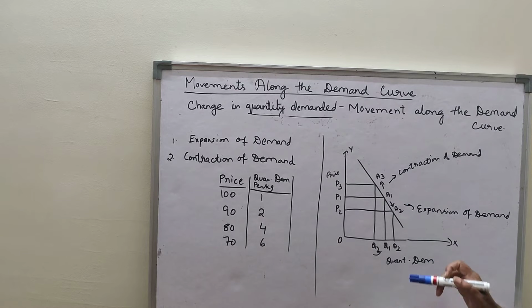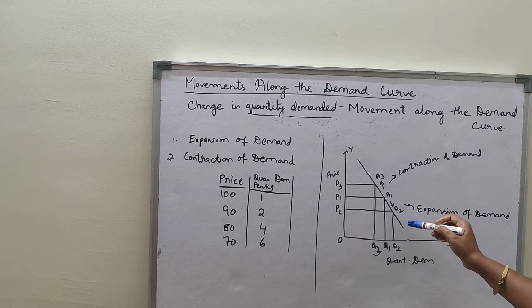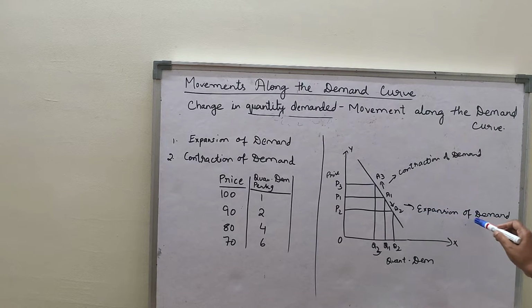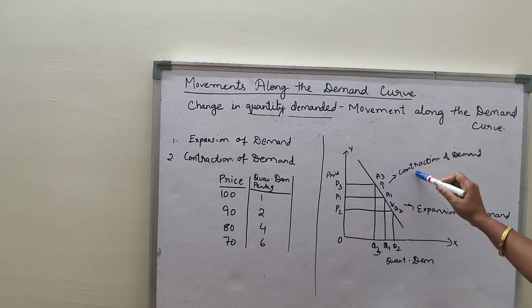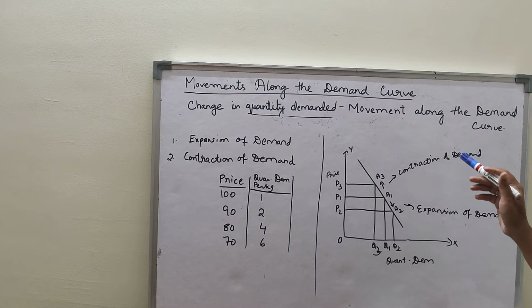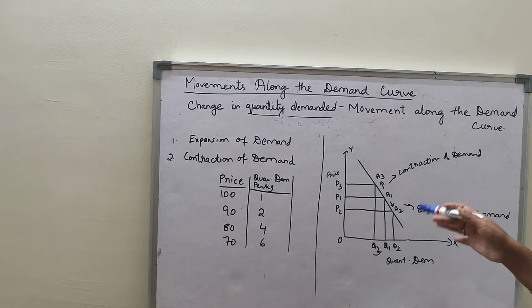Now you see in this diagram, a movement down a demand curve which is indicated by downward direction is known as the expansion of demand or rise in quantity demanded. Now, a movement up the demand curve is known as the contraction of demand or a fall in quantity demanded. Now let us understand more precisely this diagram.